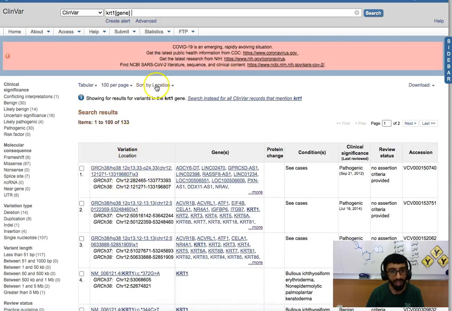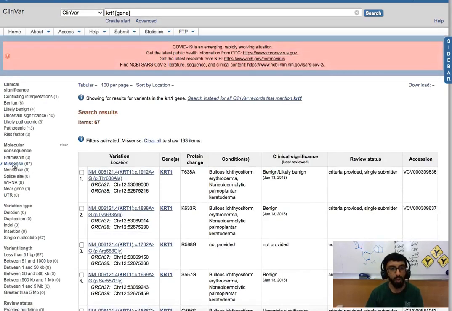But what I want you to do is, if this is your gene name, go over to the left and click down here, missense. This is going to be the type of mutation that changes one amino acid. That's what we're looking for, something that changes one amino acid. So in this case, we can look at this. This changes the adenine at nucleotide 1912 to a guanine in the gene sequence. The effect is it changes a threonine at amino acid 638 into an alanine.